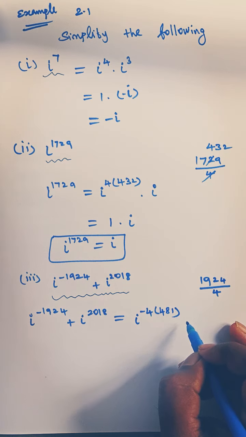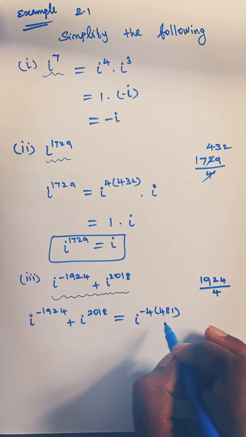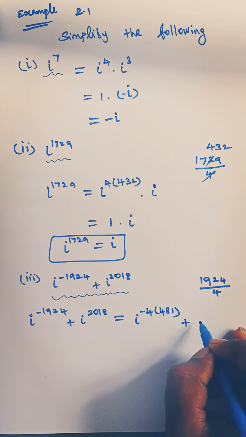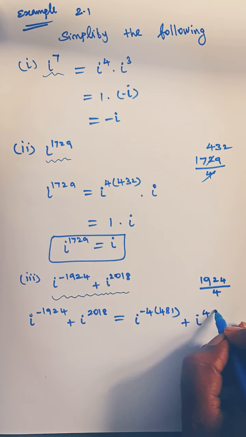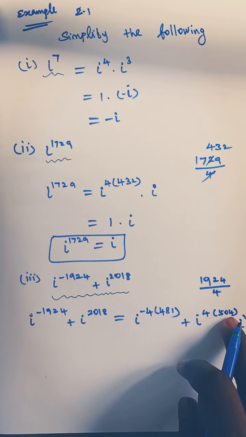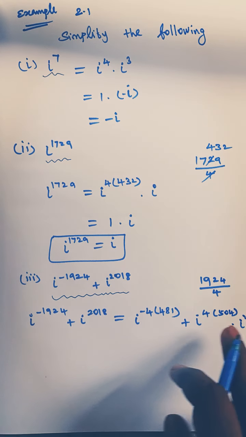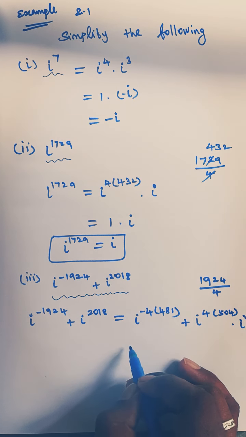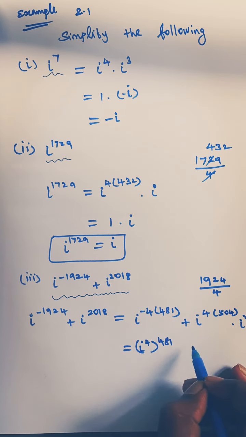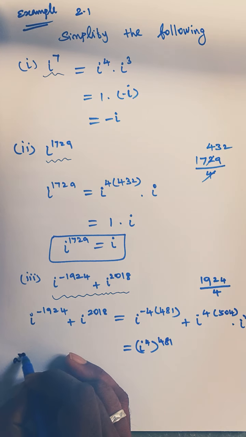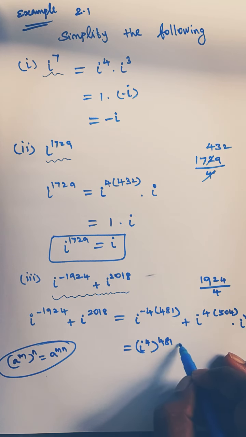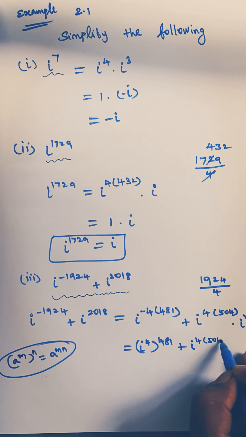So this value is 1, plus i to the power 2018, which is nothing but i to the power 4 into 504, balance i squared. 4 into 504 is 2016, but the balance is i squared. So this is i power 4, the whole power 481. This is the formula: a power m, the whole power n, equals a power m n. So plus i to the power 4 into 504 into i squared.